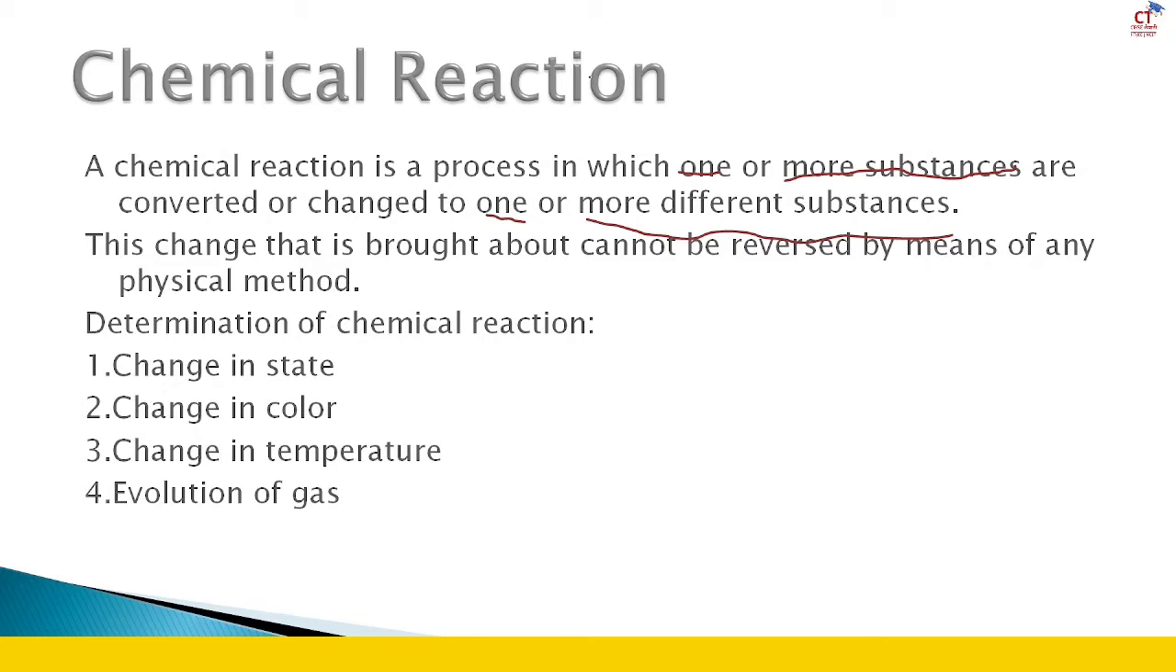Similarly, change in color. Let's take an example that in the beginning of a reaction, the reactant was blue in color, and after the reaction has occurred, the product we got is white in color. This means the change in color is due to the chemical reaction that has occurred. Similarly, change in temperature and release of gases are also criteria that help us determine a chemical reaction. The change in temperature, this criterion we will be studying further in the slides.